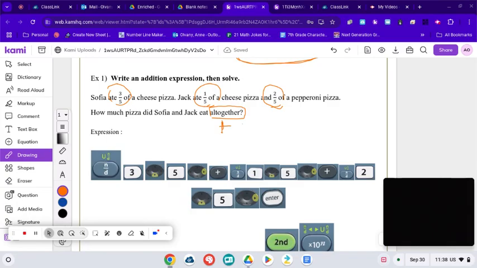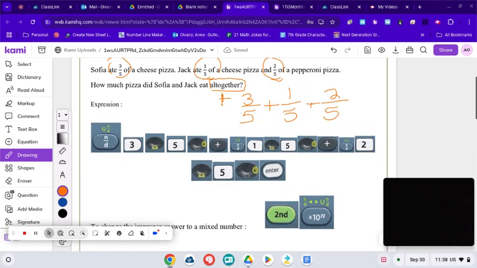We always want to write down what we're typing into our calculator first. So 3/5 plus 1/5 plus 2/5 is the problem that we're solving. Here are the keystrokes that you're going to use to enter that. You're going to use your fraction key, make your 3/5, plus, fraction key, make your 1/5, plus, fraction key, make your 2/5, enter.